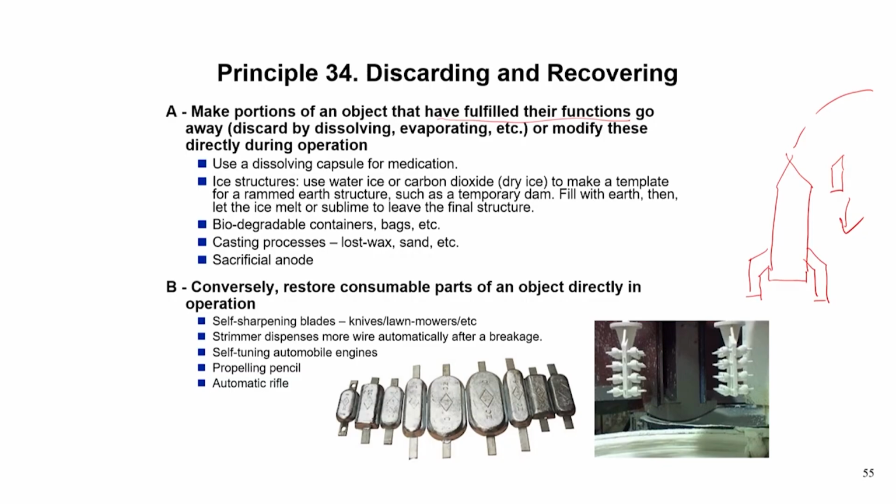Conversely, case B: restore consumable parts of an object directly in operation, and self-sharpening blades can also be thought of as one such example. Other than that, say an automatic rifle or streamer dispenses more wear automatically after a breakage. So, there are some such examples where you restore the consumable parts of an object directly in operation and then you utilize it for future purpose. So, this is principle 34, that is discarding and recovery.